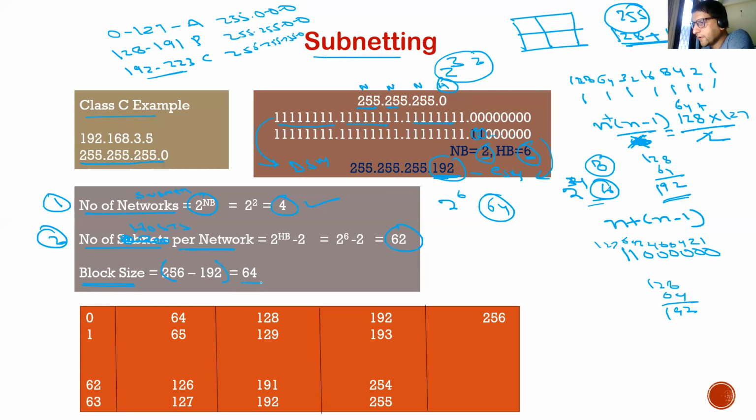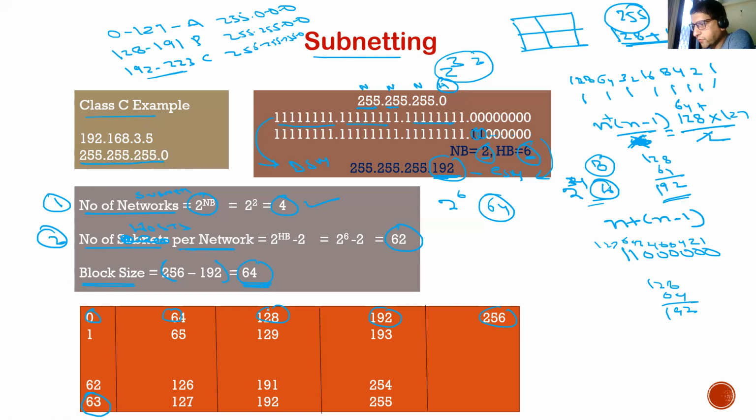Now, block size is 64. So what I do is start with 0 plus 64, plus 64 gives 128, plus 64 gives 192, plus 64 gives 256. So I need to add the block size and go till 256. Now it starts with 0, this starts with 64, this starts with 128, this starts with 192, this starts with 256. So this starts with 0, it is going to end with 63 because the next is starting with 64, so this will end with 63.